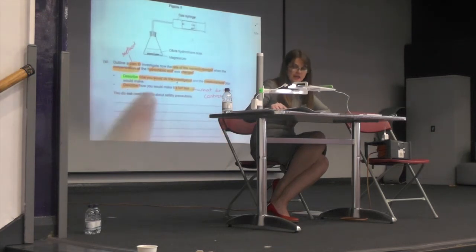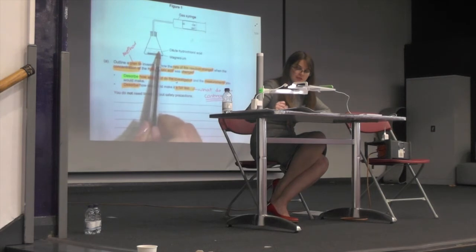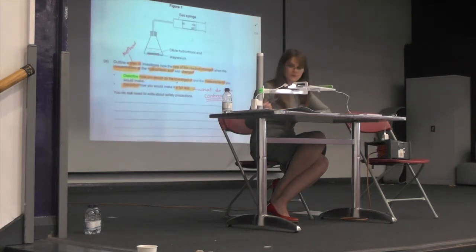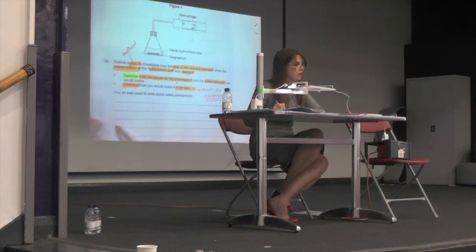And then the second part is how you would make it a fair test. What do you control? What things? So you've got the amount of acid, the amount of magnesium, you've got all those things. This is a 6-mark question. I'm going to give you about 5 minutes to answer. So for the first part of the question, do about 4 bullet points.